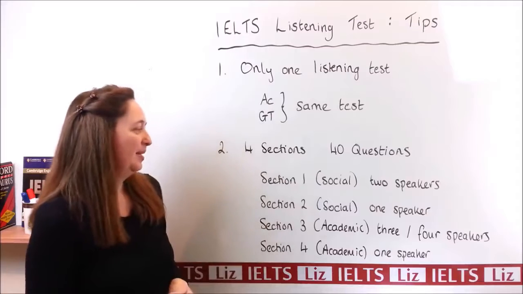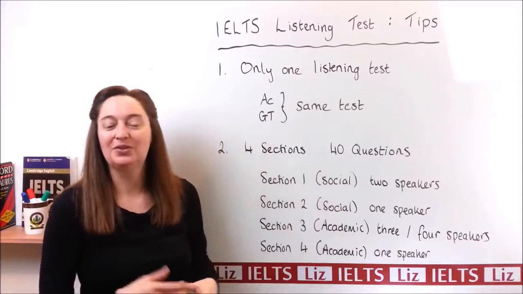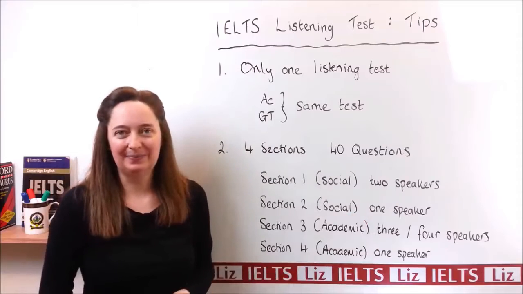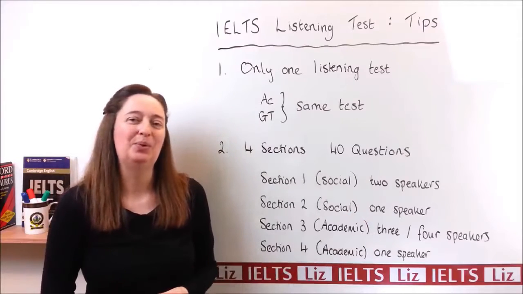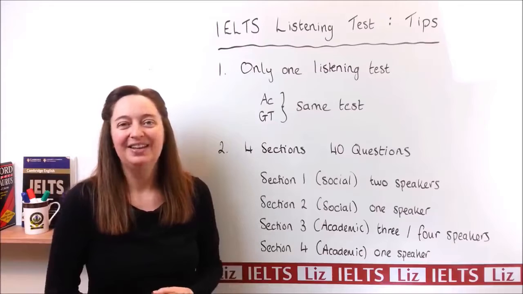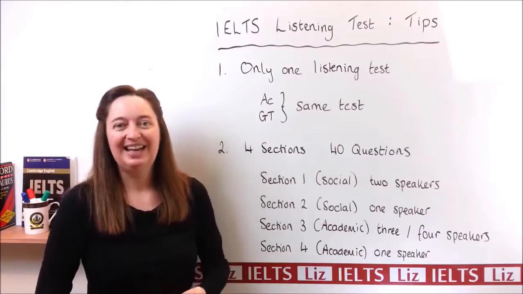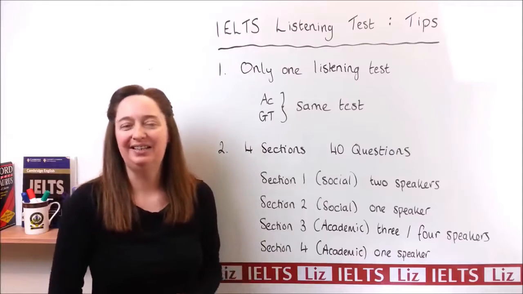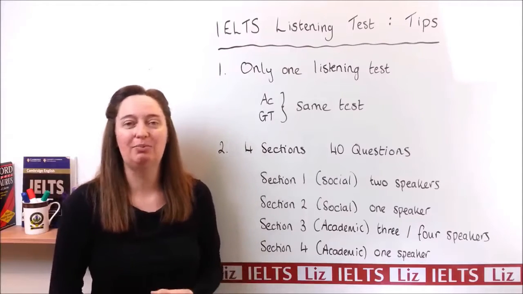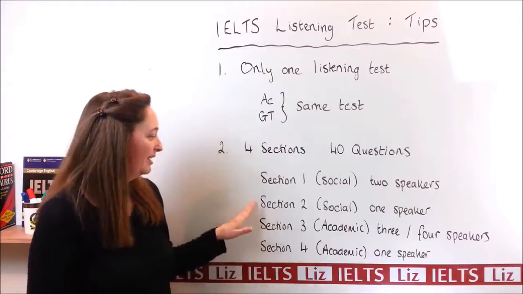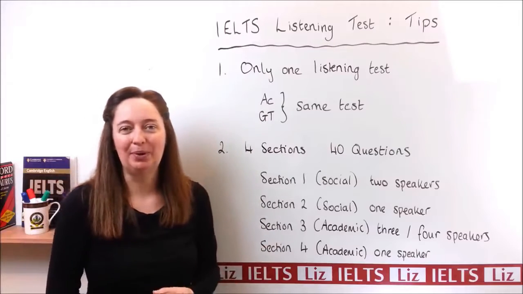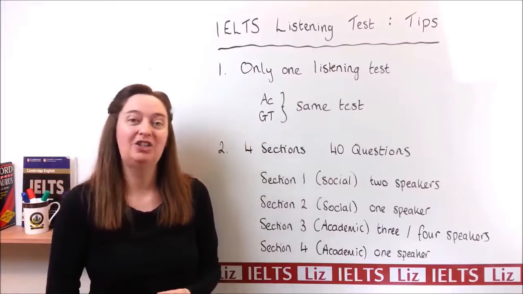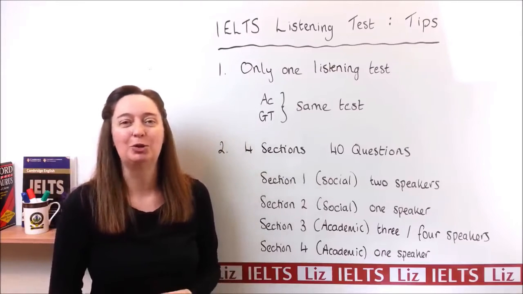The next one, number 2, is also social, so an everyday situation, but it's only one speaker. A typical example would be a tour guide explaining about a resort, so what facilities there are, or the history behind the resort. Another example could be talking about an historic building, or talking about a charity, a company, or an organisation.